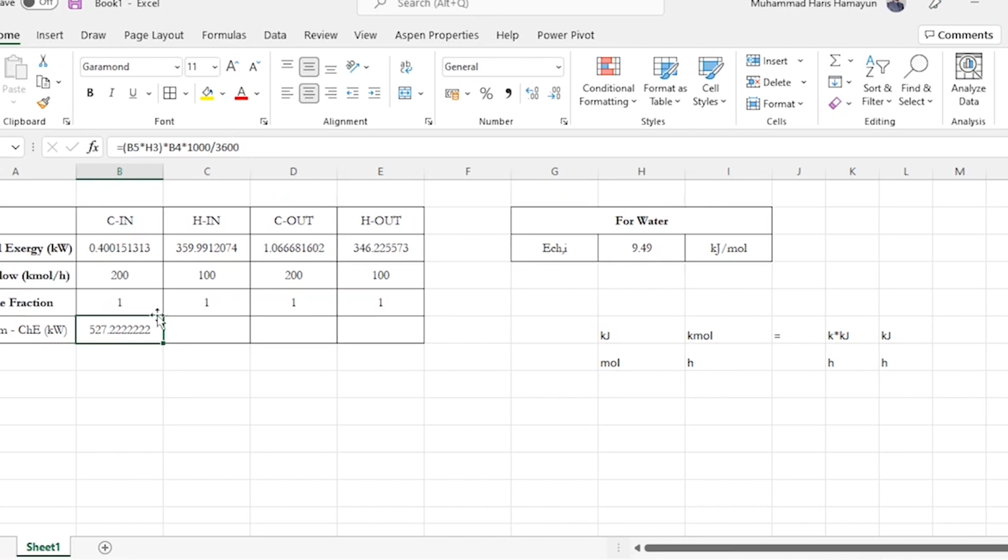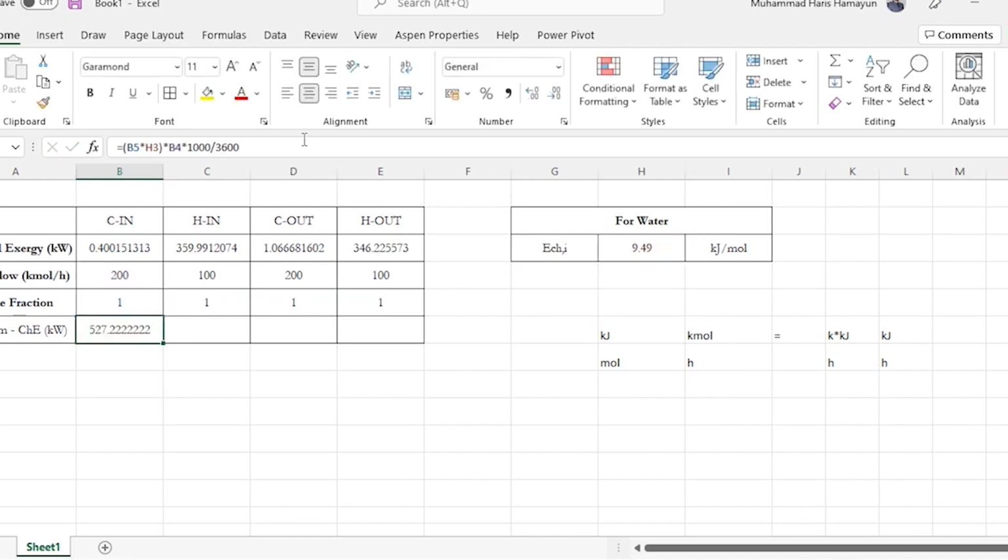Let me repeat it, that first we have multiplied the mole fraction with standard chemical exergy. It has given us the answer in kilojoule per mole. It's not kmol, it's single mole. We have multiplied it with kmol per hour to get the answer in kilo multiplied by kilojoule per hour. So that kilo is multiplied with the factor as 1000, so that it remains with kilojoule per hour, and then divided by 3600 to get the answer in kilojoule per second, and that kilojoule per second is equal to kilowatt.